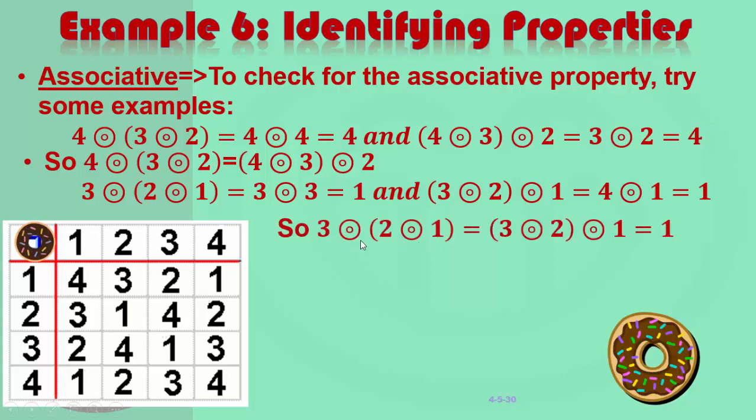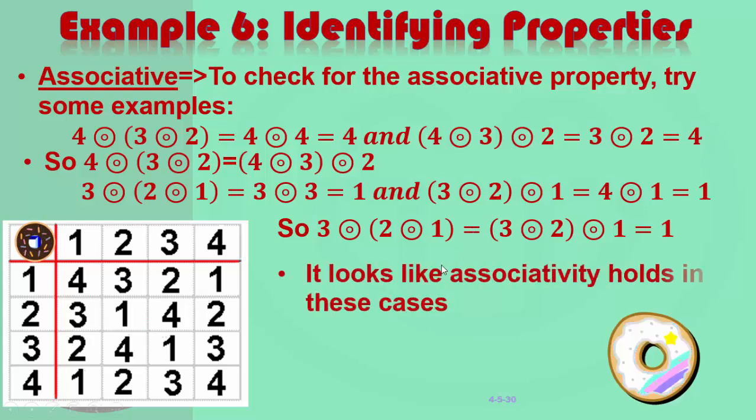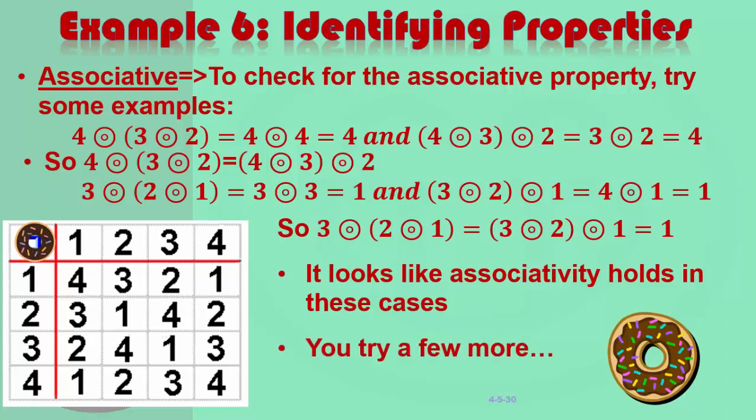So 3 donut bracket 2 donut 1 close bracket is equal to bracket 3 donut 2 close bracket donut 1, which is equal to 1. It looks like associativity holds in these cases. Why don't you try a few more?